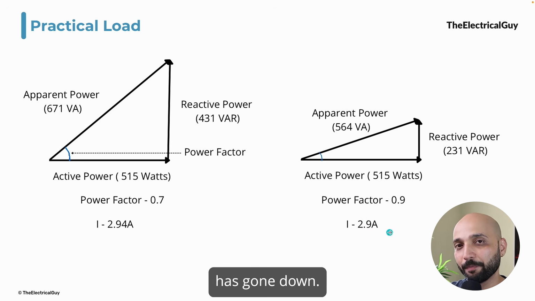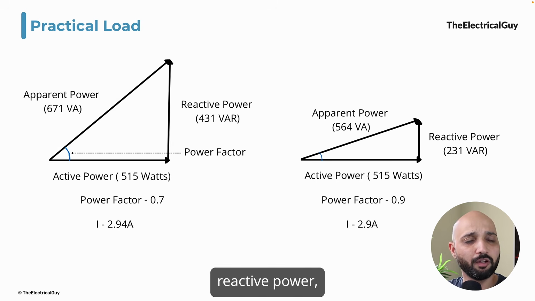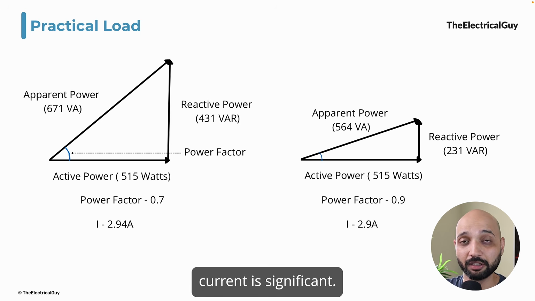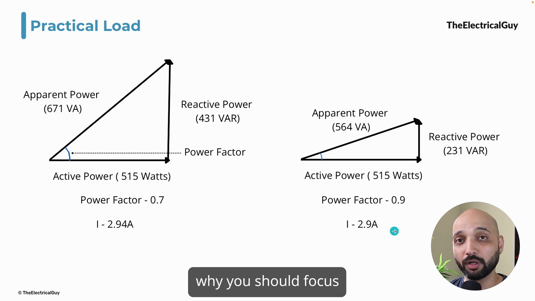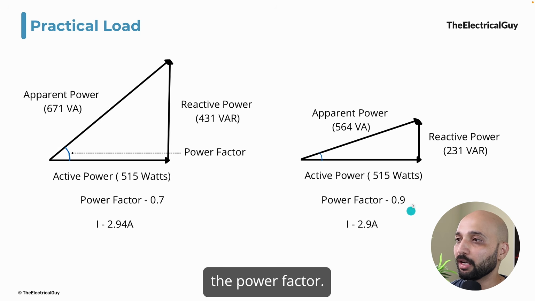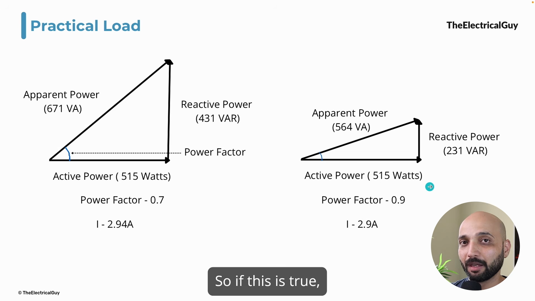Current has gone down. Now here in this example, the difference is not big, but when we talk about huge reactive power, huge factories, huge load, the difference in current is significant. This is also one of the major advantages why you should focus on reducing or improving the power factor. Now you can see the current has gone down, but you're still supplying the same amount of power.